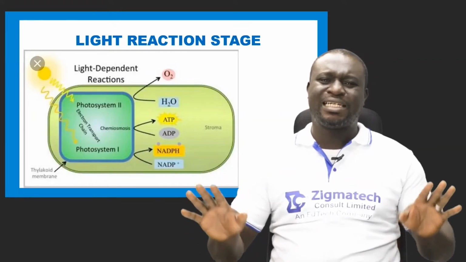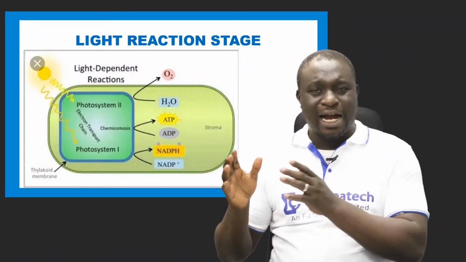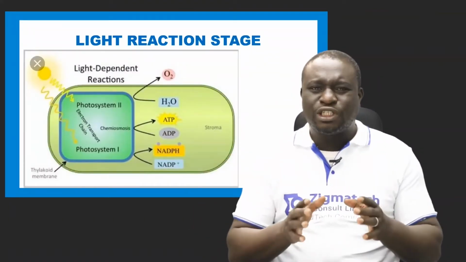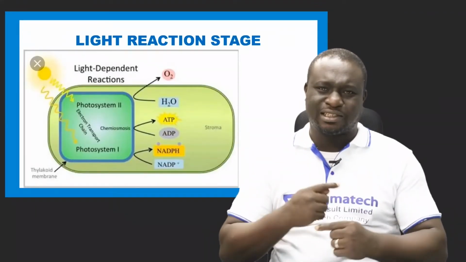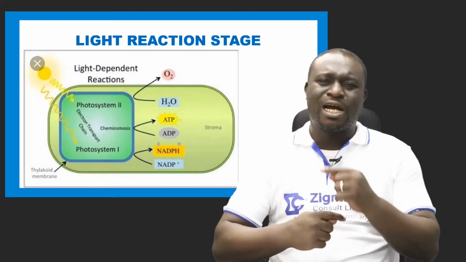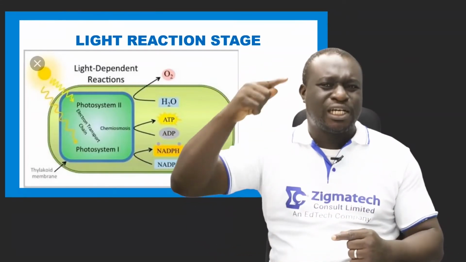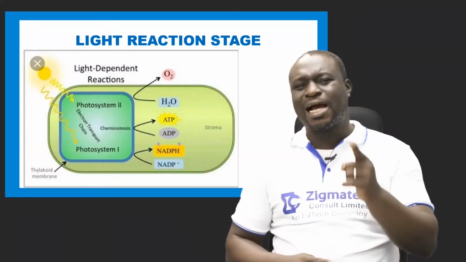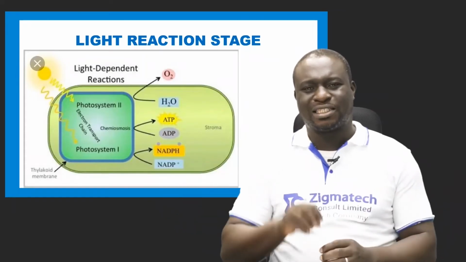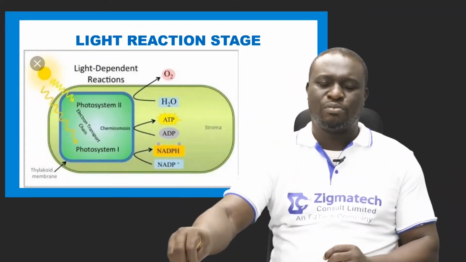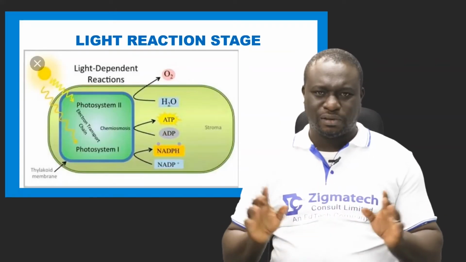Now, after the water is split into hydrogen ion and hydroxyl ion, the hydroxide ion undergoes further reaction. That's the second stage. It undergoes further reaction to give off water and oxygen gas. So the oxygen gas that is usually given off during the process of photosynthesis comes from the further reaction of the hydroxide ion. Do you get that?